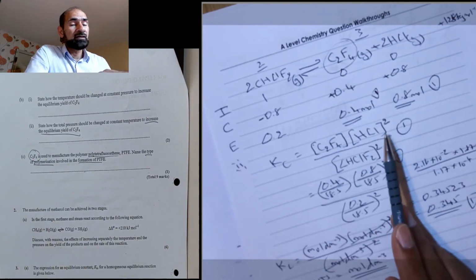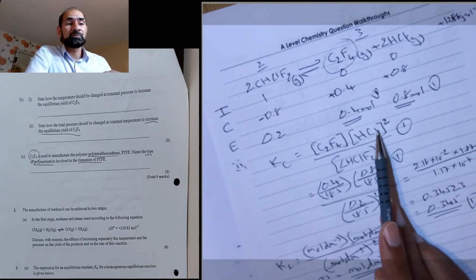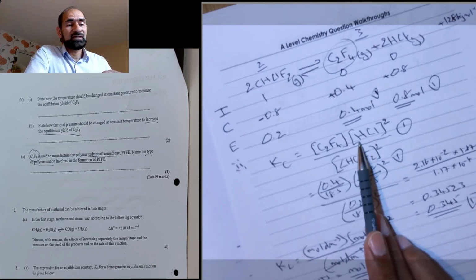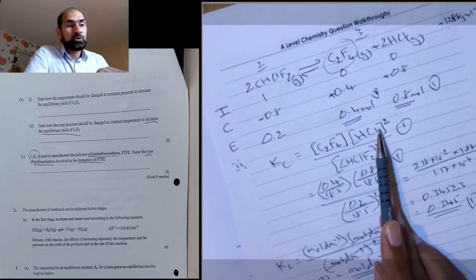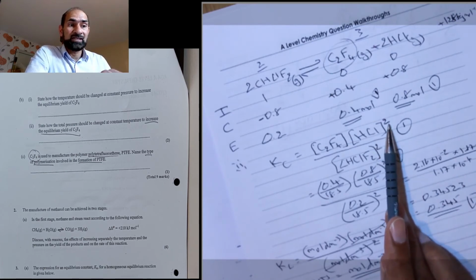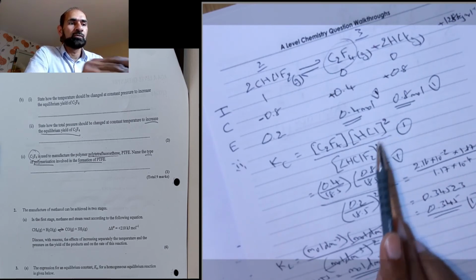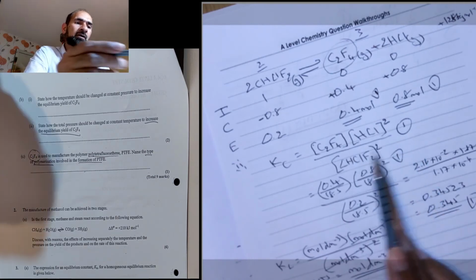Yes, it is a common mistake. Sometimes people don't write square brackets. I'm not sure whether you'll lose marks if you draw round brackets, but draw square brackets. Certainly, if you miss out these squares here, you definitely will lose marks. That's why there's a separate mark for that.